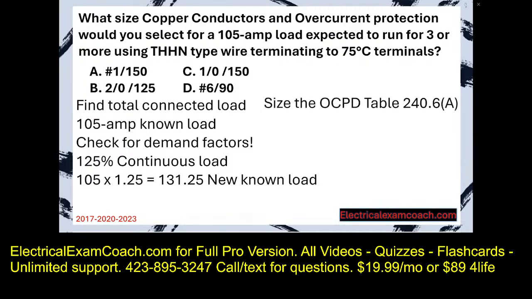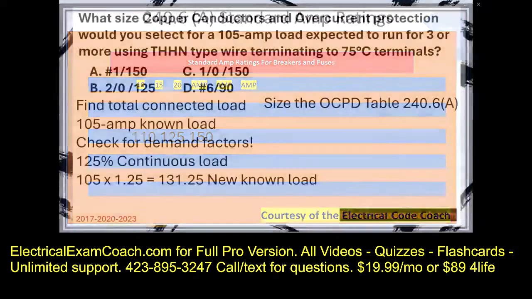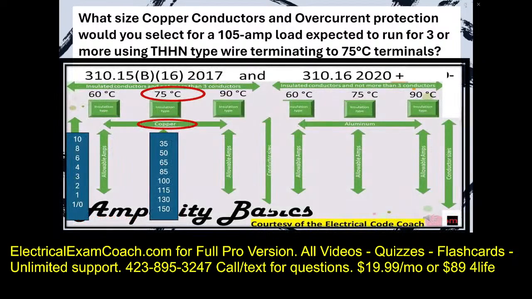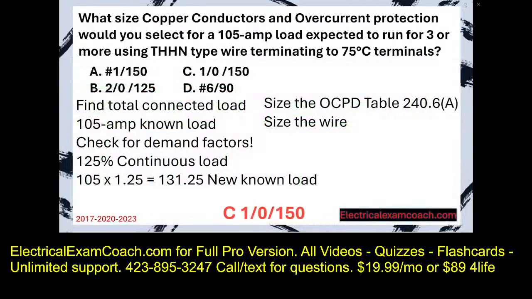And now we can size our overcurrent protective device. We head to table 240.6(A) and we choose the next standard size, which is a 150. Now we can come back and size the wire. We head to our ampacity table. We're on the copper side, 75-degree C column. We're going to go down and we're going to find a wire that covers the known load. And we're good to go. We're going to select a 1/0 on 150. Let's get to it.